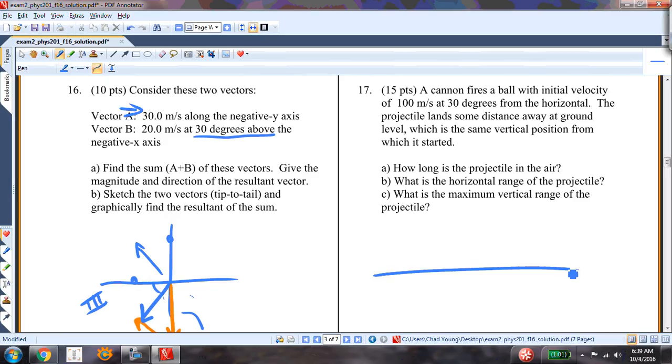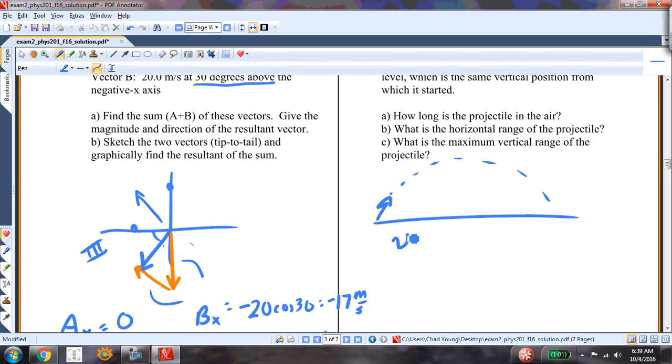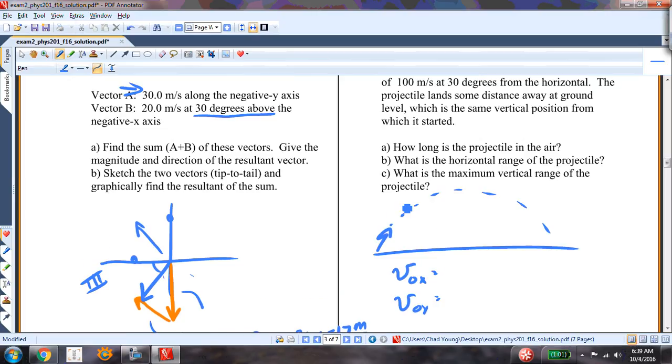Okay, so I have projectile. It follows this path. I want to first calculate what V naught x and V naught y are. V naught x is going to be 100 cosine 30. V naught y is 100 sine of 30. It's going to be 87 meters per second and 50 meters per second, V naught x and V naught y.